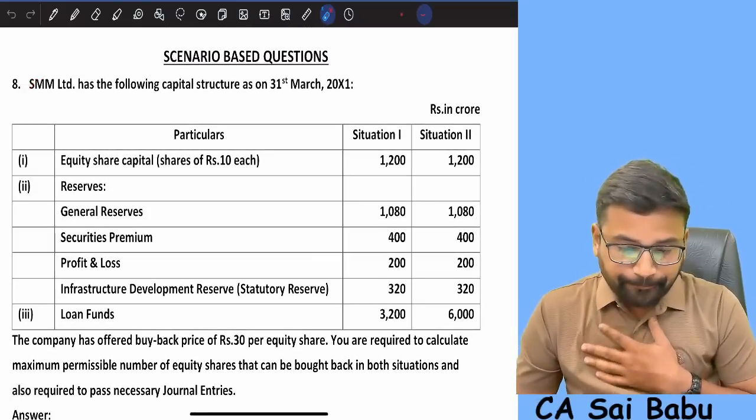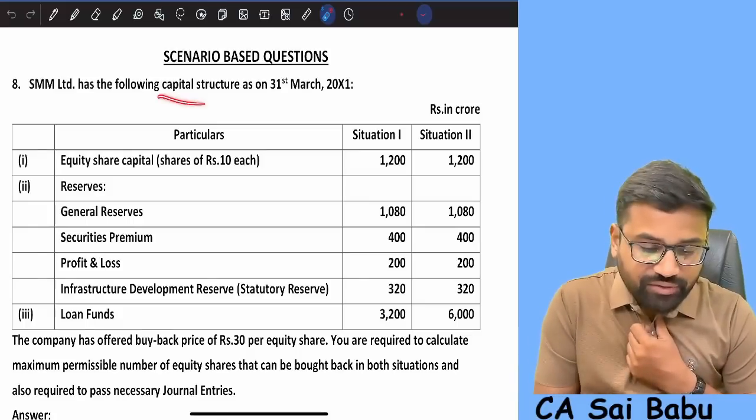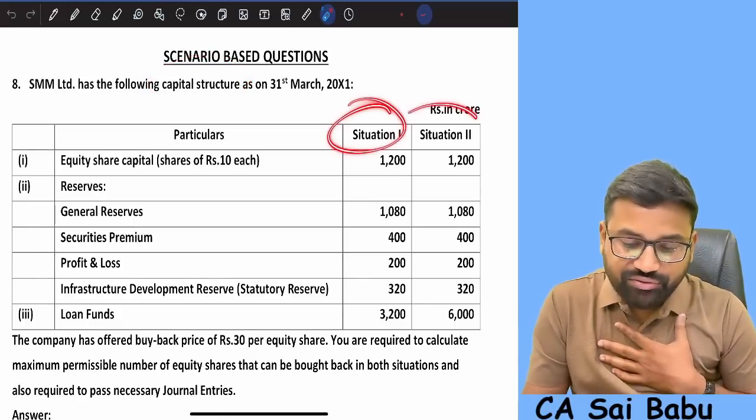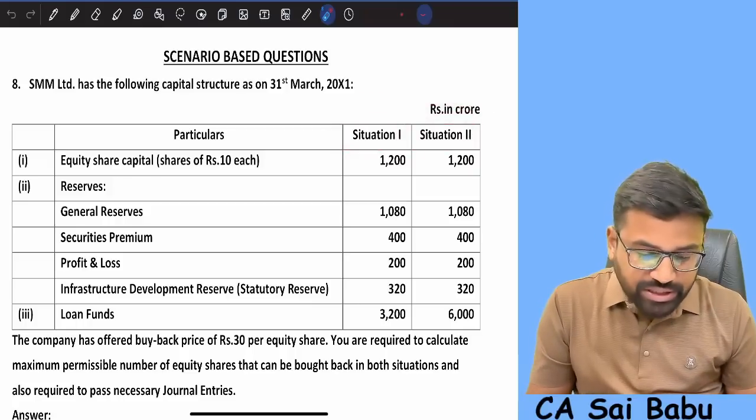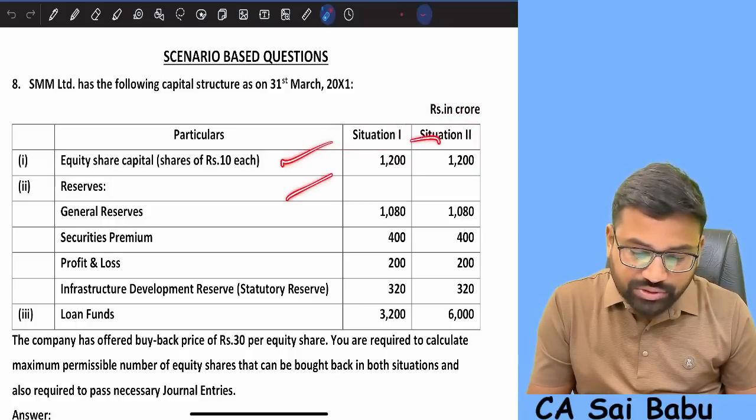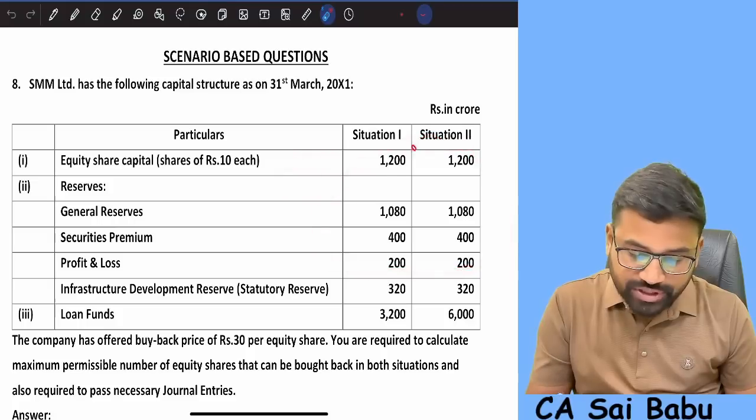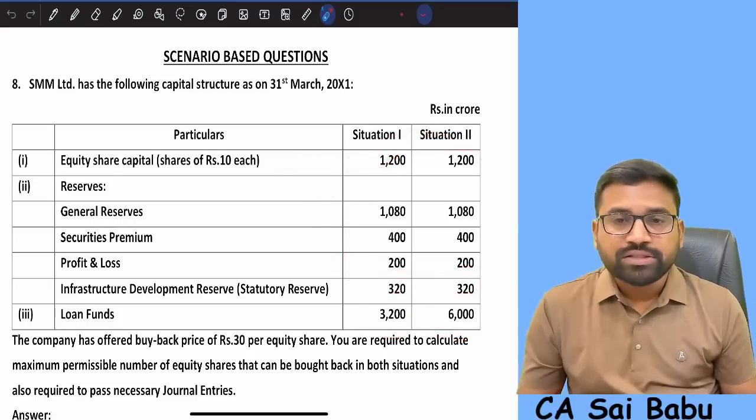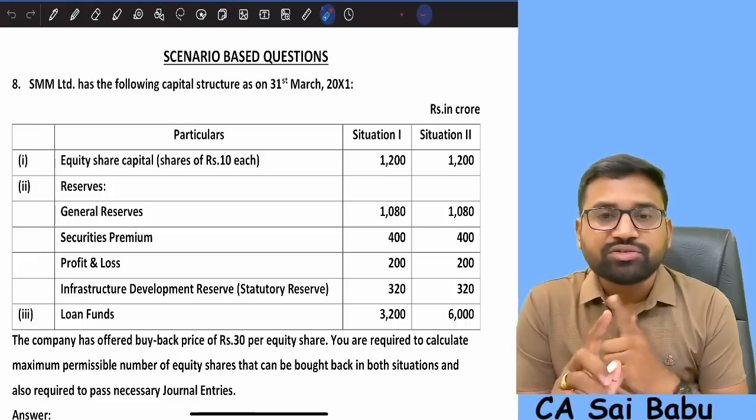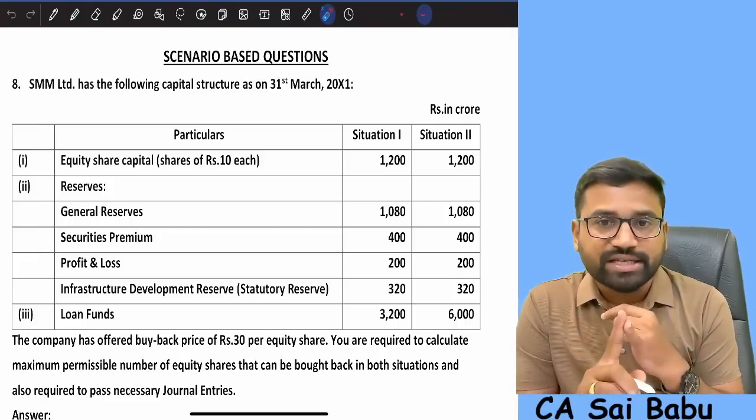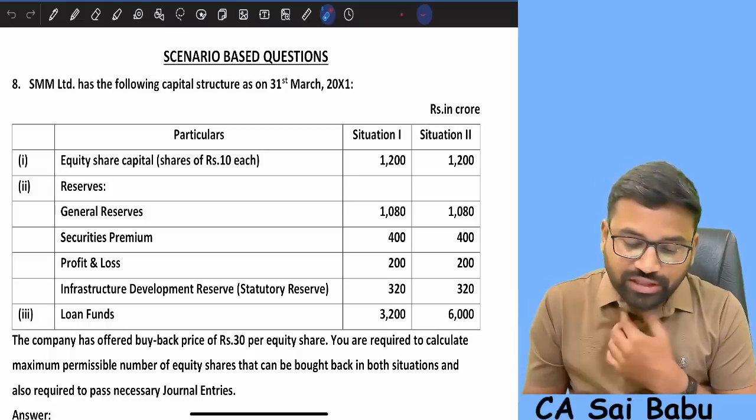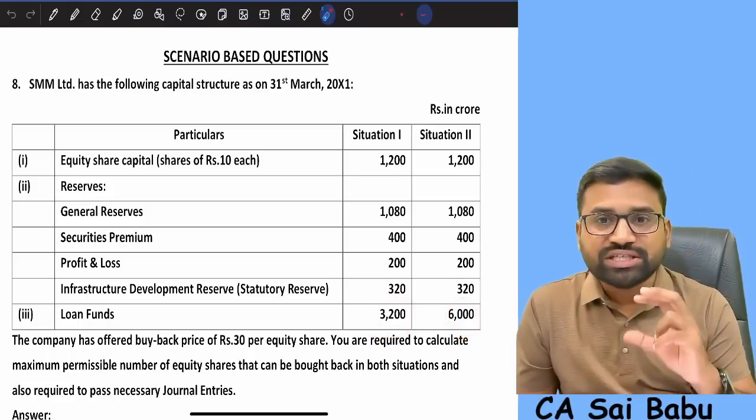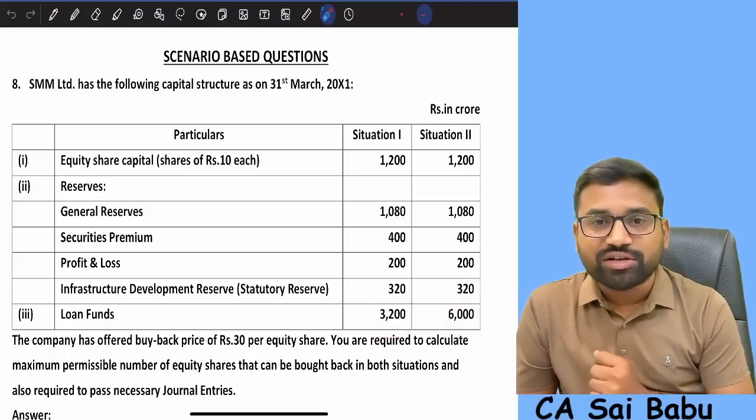Question number 8. So in this question, sir, they have given the capital structure. 2 situations they have given here, sir. Rupees in crores. See, if you look at the capital structure, sir, equity share capital, reserves, same data. The difference is only in the loan funds. When they have asked the maximum number of shares to be bought back, you need to apply 3 tests. Resource test, shares outstanding test, they are same. So when the loan funds are different, debt equity ratio test will change. So the major focus is on the debt equity ratio test.